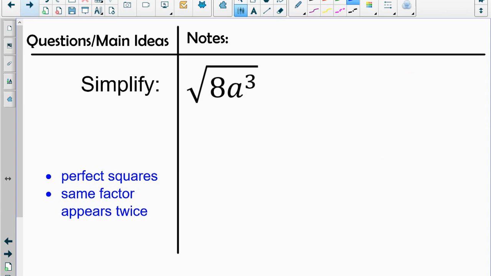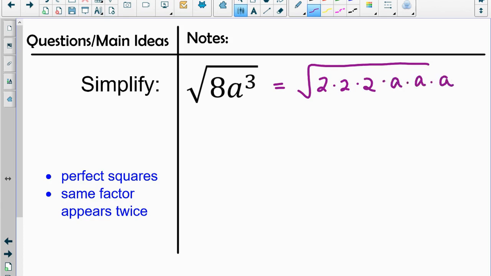Let's take a look at the next one. 8a cubed is underneath the square root. So we have the square root of 8a cubed. Let's start by breaking that up a little bit. 8 I know is 2 times 2 times 2 in its simplest form. And then we have a cubed is a times a times a. So 2 times 2 times 2 times a times a times a is another way to write 8a to the third power. Now when we do that, we see that we have factors that appear at least twice.